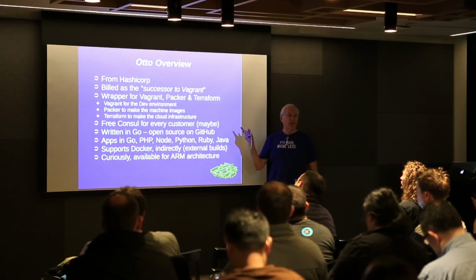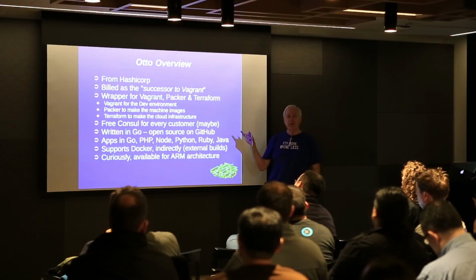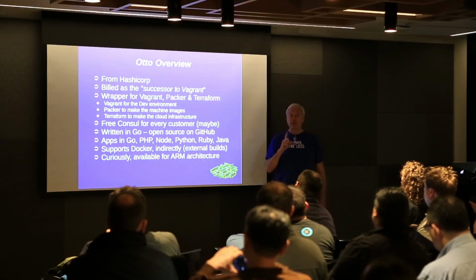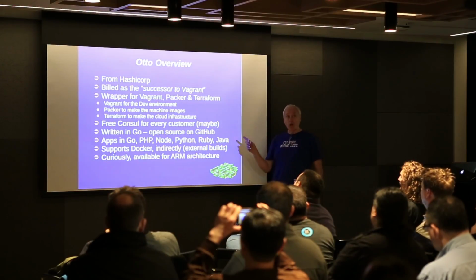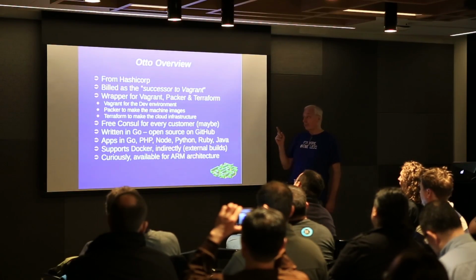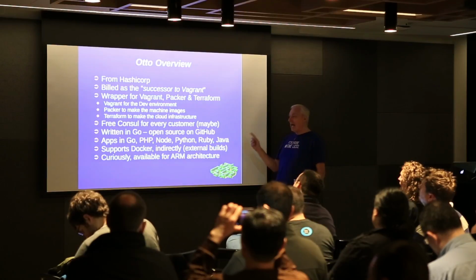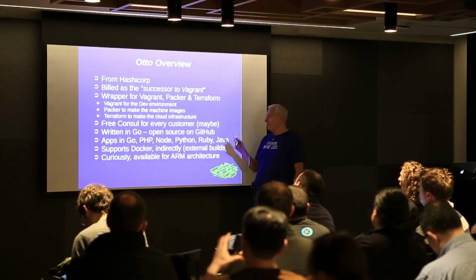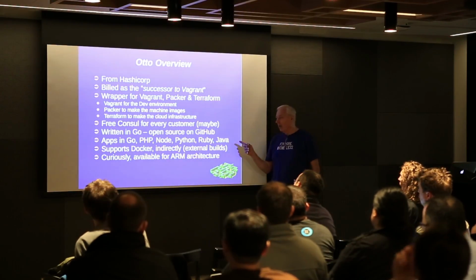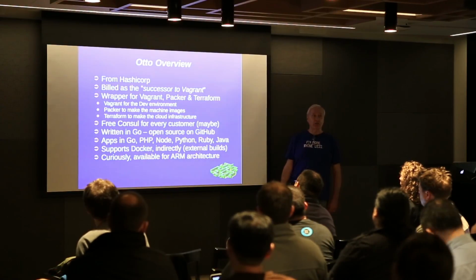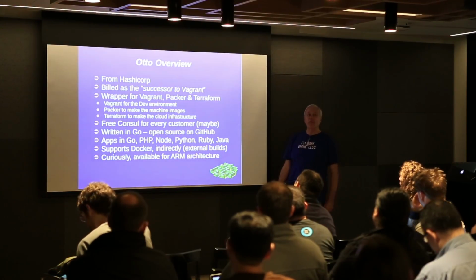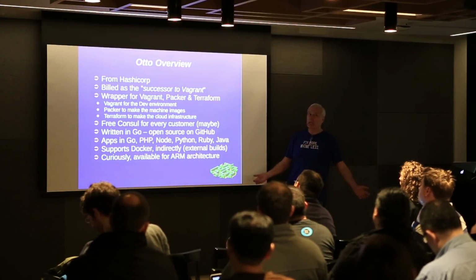Free Consul for every customer. Well, the documentation says that, but I only got it once, so maybe it's a limited offer. It's written in Go, it's all open sourced on GitHub. You can develop apps written, of course, in Go, PHP, Node, Python, Ruby, Java. There's a kind of backdoor support for Docker, but only via external image builds. It's not done within Otto, presumably not yet.